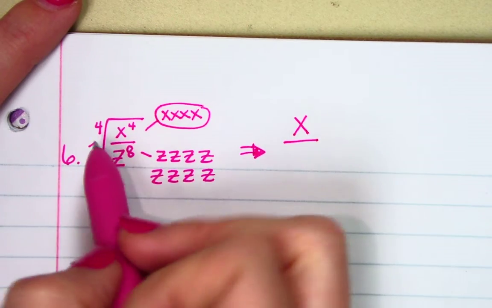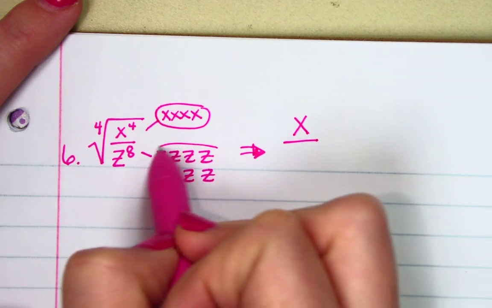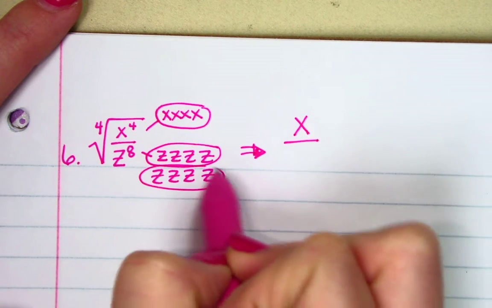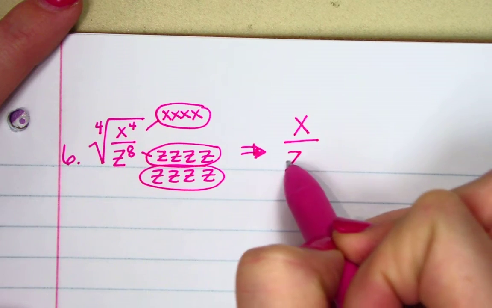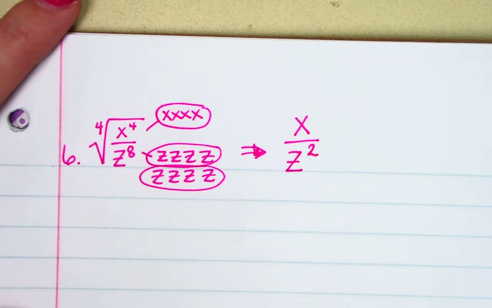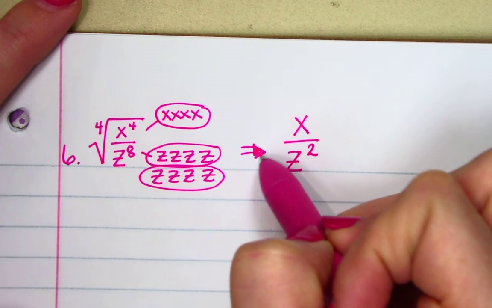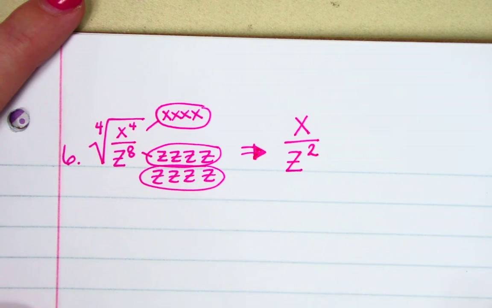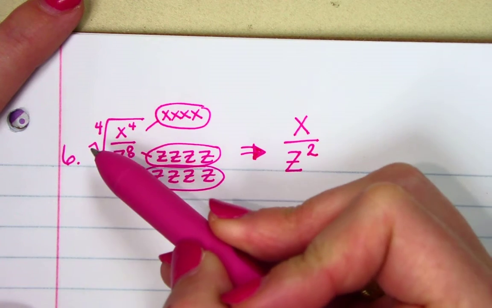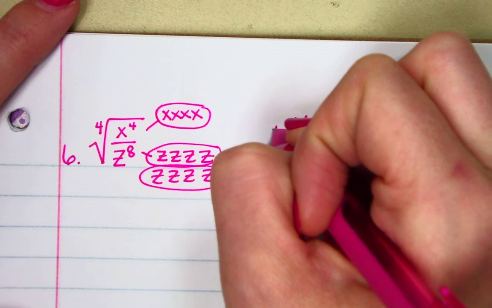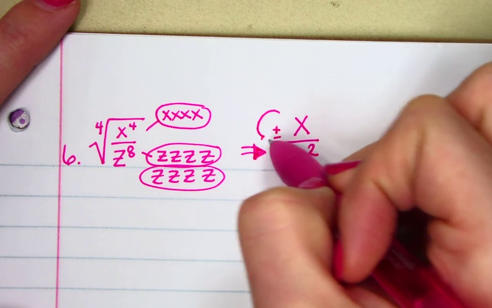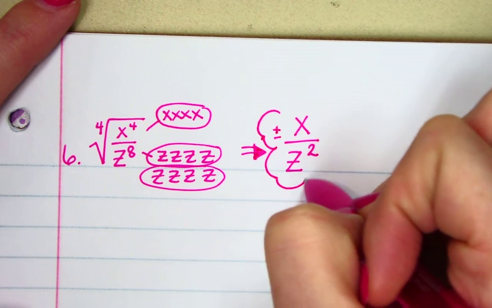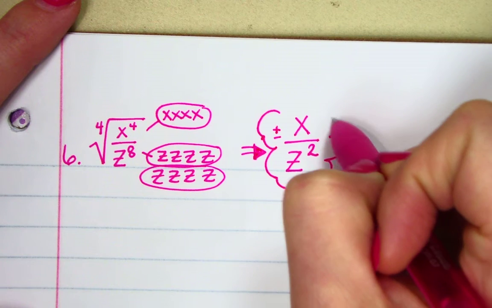And then z's, again, I'm making groups of 4. 2 groups of 4. Z, z. So 2 groups of 4 will be z squared. Right? And one thing we got to pay attention to, we didn't have to do it on the last one because it was the 3rd power, but since it's to the 4th power, it's plus or minus. All right, that's the answer.